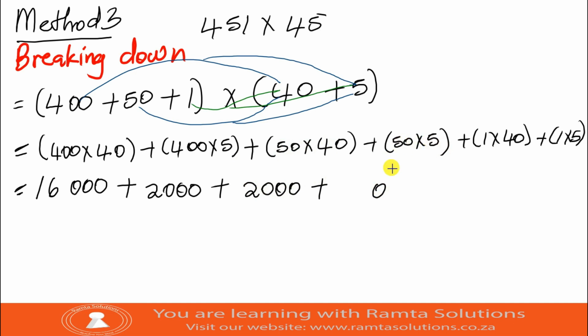Now 5 times 5 is 25. Again, unit times 10 is a 10. 1 times 4 is 40. Unit times unit is a unit. So 1 times 5, what is it? It's simply 5. Right? It is simply 5.